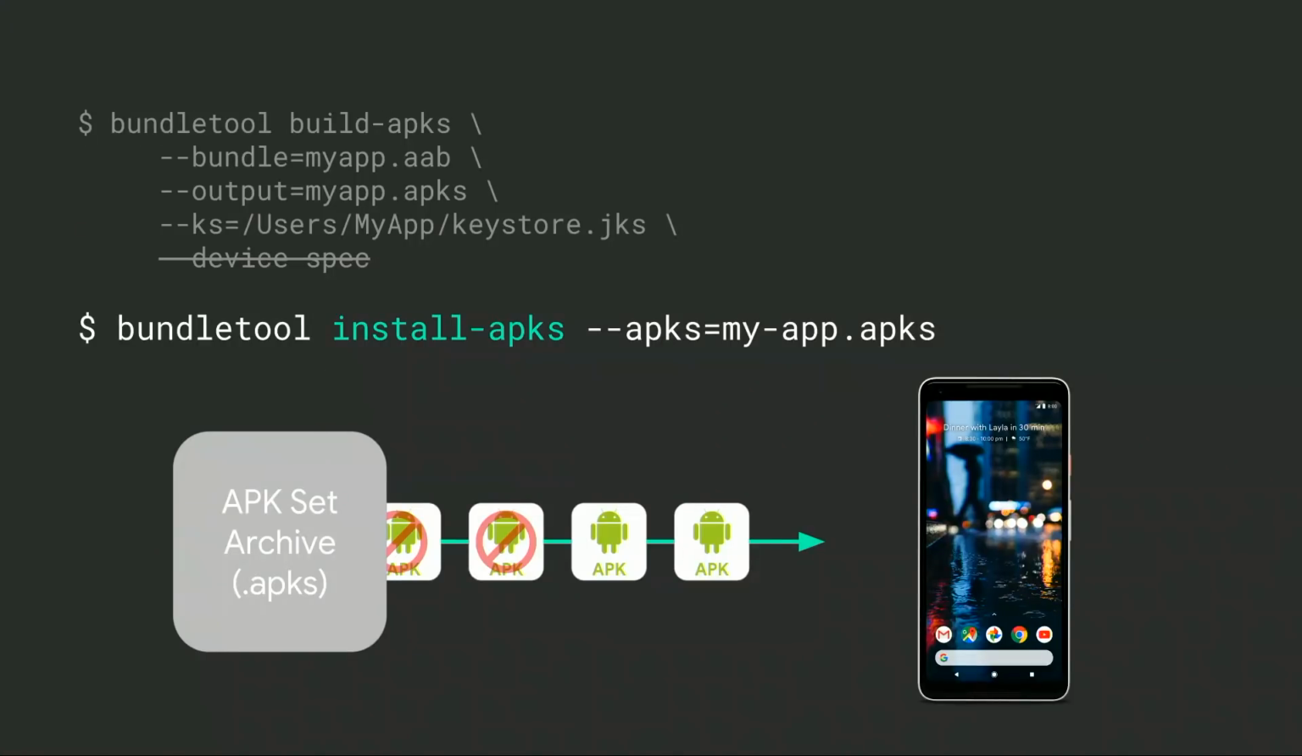Now, the QA team will just grab the APK set from the CI. They're going to connect the device and run the install APKs command. Bundle Tool now will read the device configuration from the attached device, will extract the APKs that match this configuration from the APK set, and then install them onto the device. This is the same selection that Play does when serving APKs for a given device.